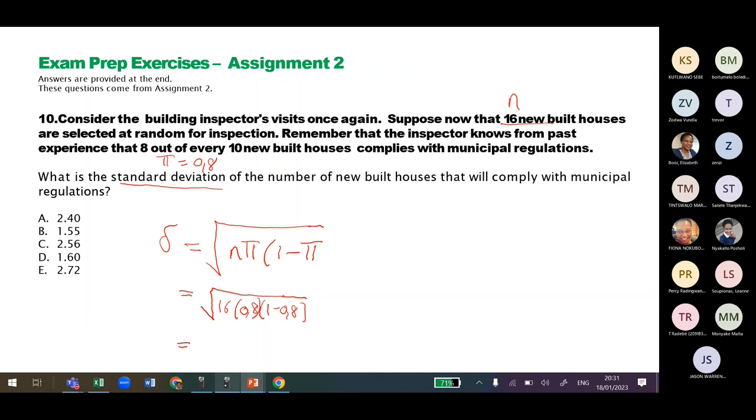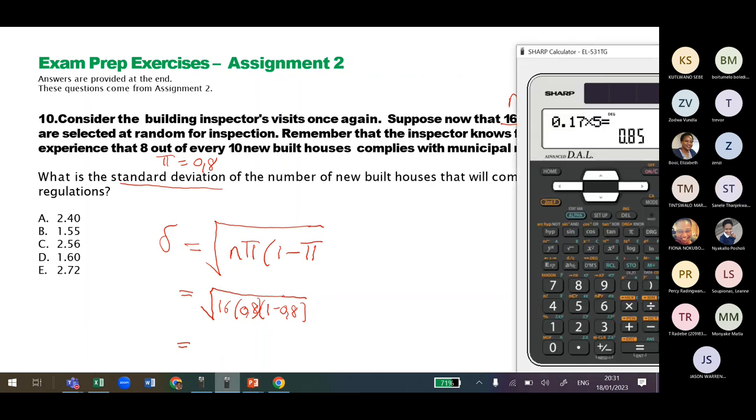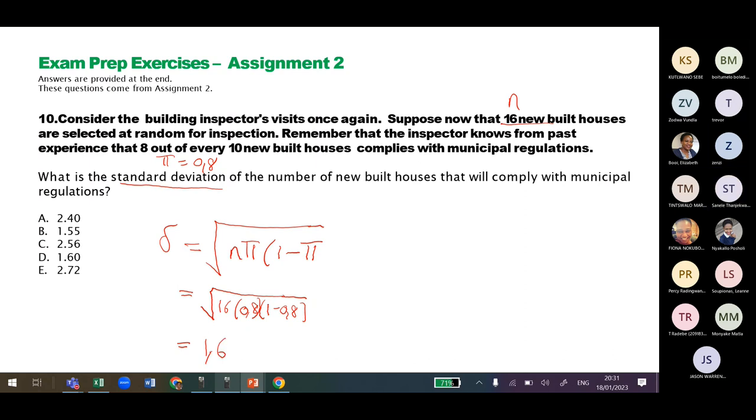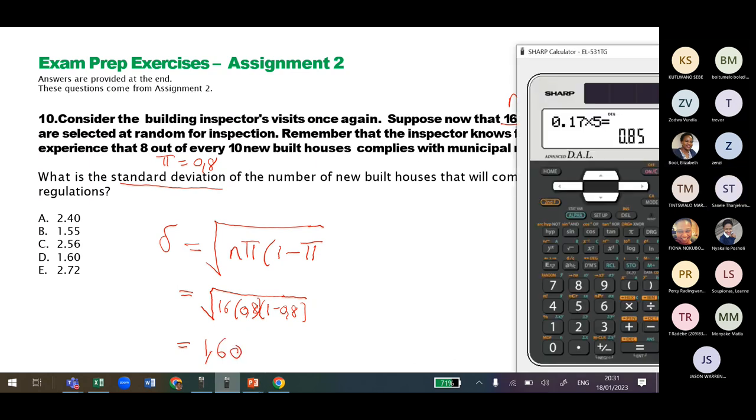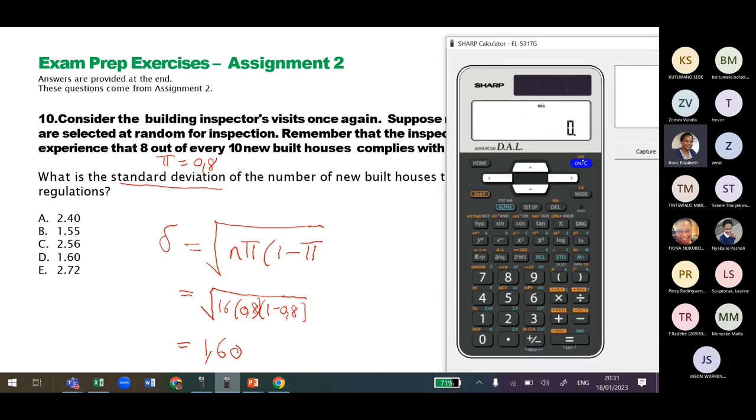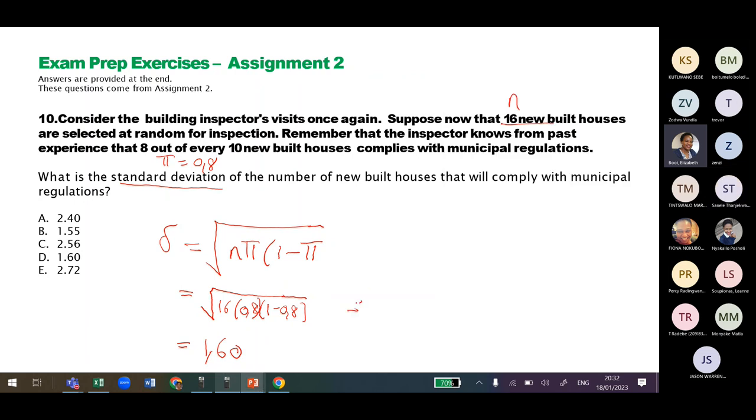Which is equal to 1.60. If you are using a Sharp calculator, you will have to do this step by step. So you can just say 16 times 0.8 times, in brackets, 1 minus 0.8, or you can just say times 0.2, because it's easy to calculate, and you get the answer of 2.56.